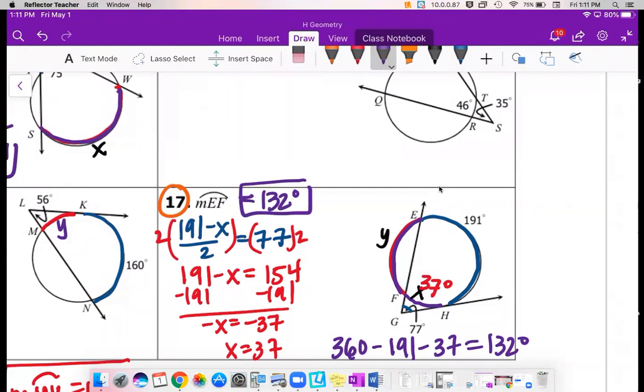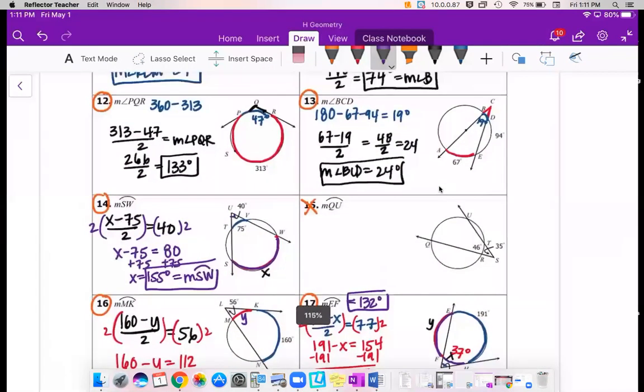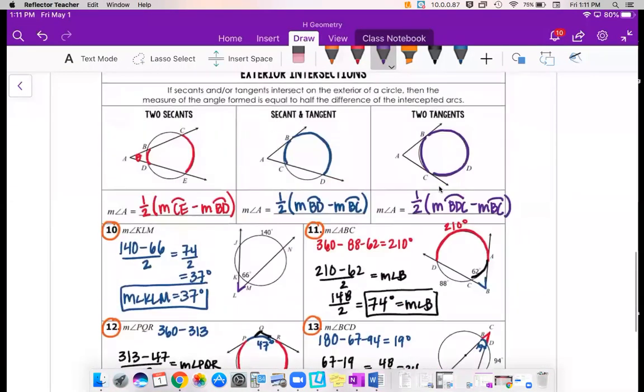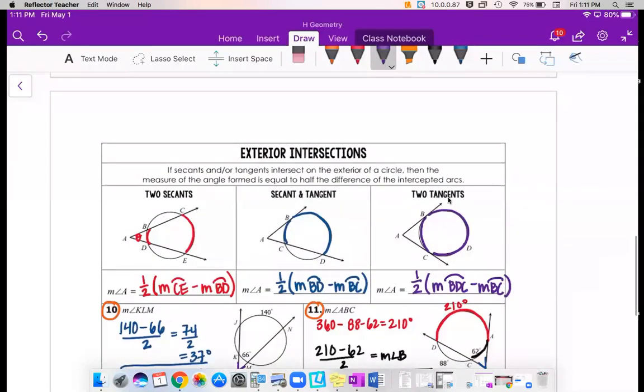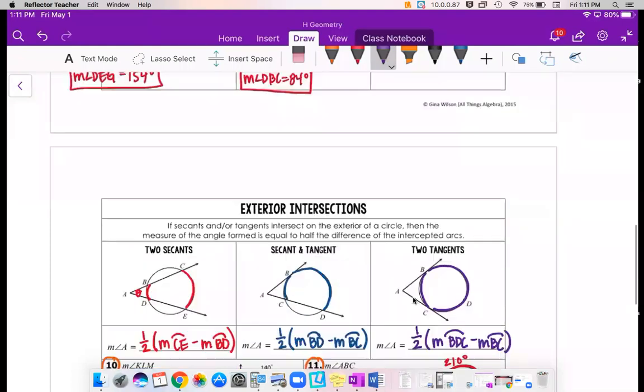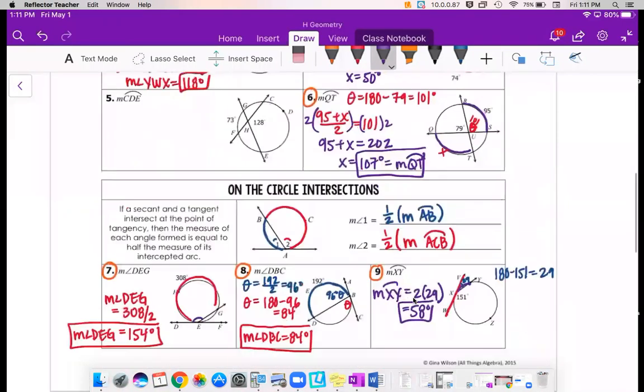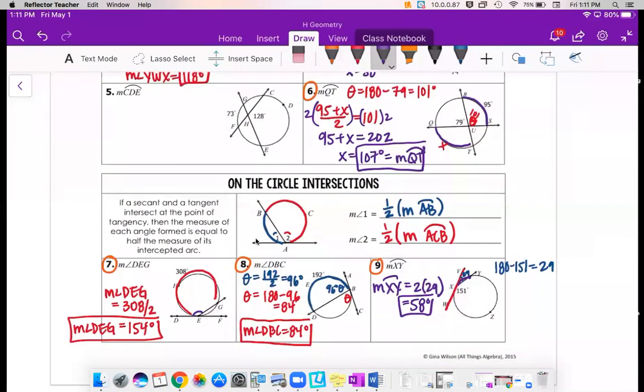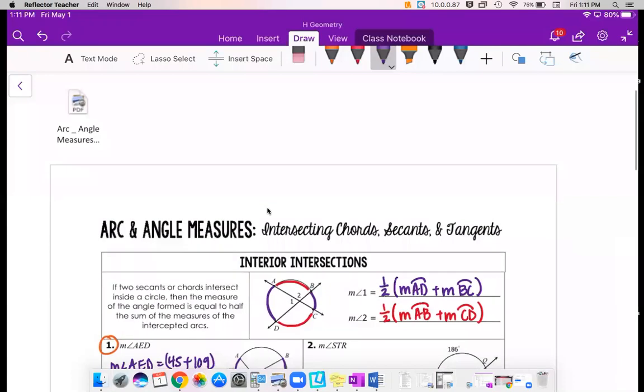So again, not too bad. It's just remembering the formulas and knowing when to use which one. So hopefully at this point, you guys have all of these formulas written down. If they're intersecting outside, you take big arc minus small arc divided by 2. If they are intersecting with a tangent and the secant on the circle, the arc is double this angle, or the angle is half of the arc. And then the last one is when they intersect on the inside, it's the two arcs added together, divided by 2 will give you the inside angle.